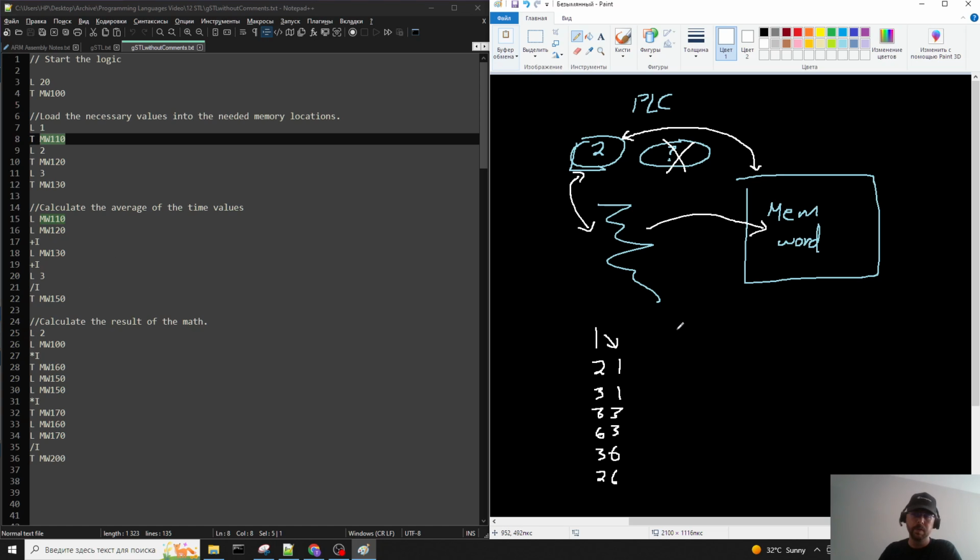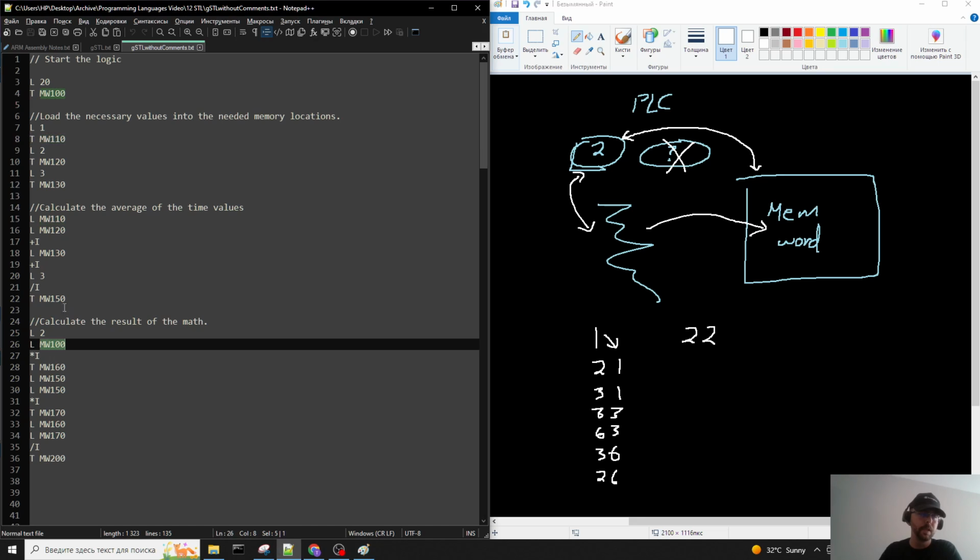Then we're going to load 2. So we get 2 in accumulator 1, 2 in accumulator 2 because it shifts over. And then I lost my place. Load this one. Then we're loading memory word 100, which was, what was memory word 120? That's the height. So we get 20. Then the 2 that was in accumulator 1 goes to accumulator 2. We multiply them. We get 40. This 2 stays. Then we're going to transfer into memory.